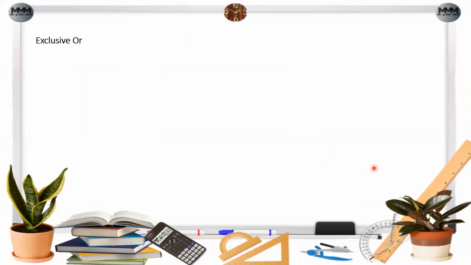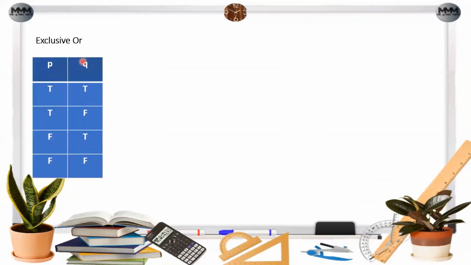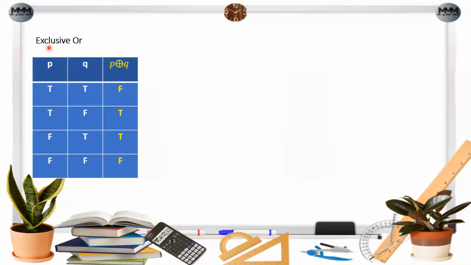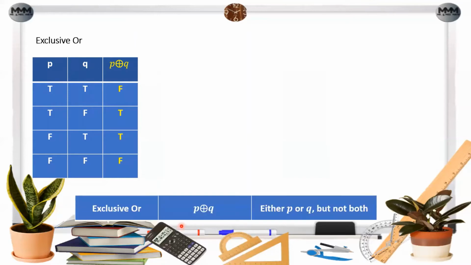We name it exclusive or. So let's try to consider here the truth values of the given two propositions. So we have TT, TF, FT, and FF. To determine the truth value of the compound proposition, we have this exclusive or. Let's recall the meaning of exclusive or. We have here either P or Q, but not both. So it means if either P or Q is true, then this is true, but not both.